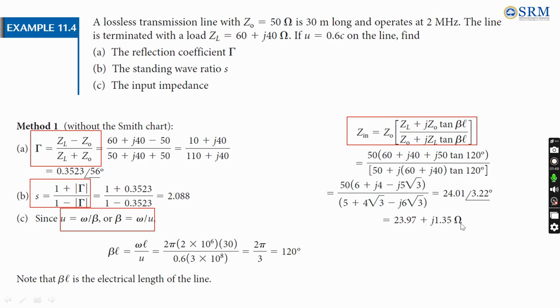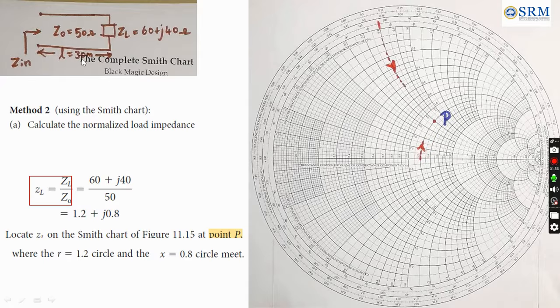Without using these computations, let us see. These are the given data, right? ZL and Z0 are given. The length of the transmission line is given, and we are supposed to find the input impedance. Apart from the length, frequency and velocity are also given, which is not mentioned here. So let's start doing it using the Smith chart.